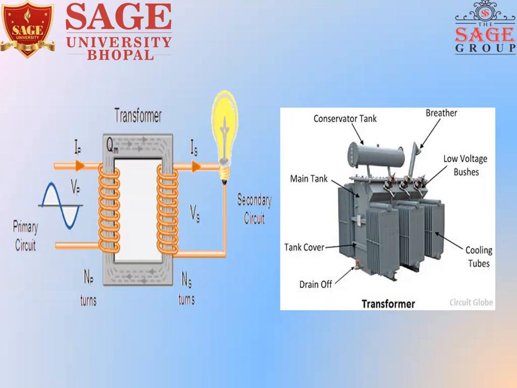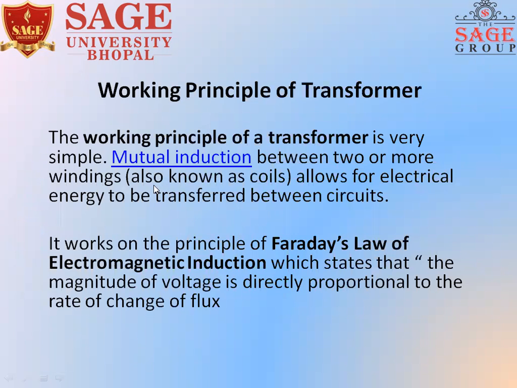And here you see the transformer components: the conservator tank, breather, low voltage bushings, cooling tube, drain off, tank cover, and main tank. These are the external components of the transformer, and this is the block diagram of the transformer. Okay, so how does the transformer work, and what is the working principle of the transformer?